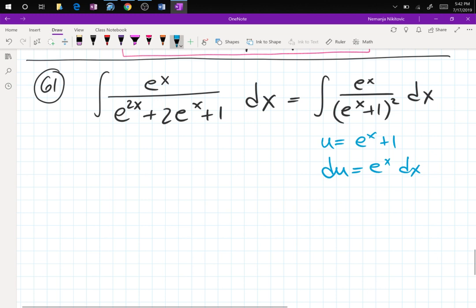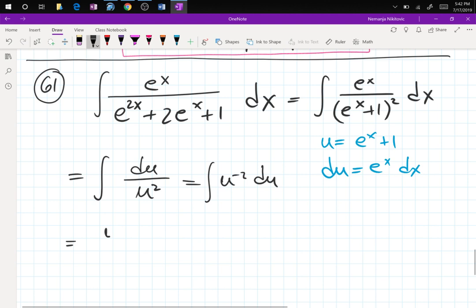So now, as you plug this in, you have the integral. E to the x dx is du. And on the bottom, you have u squared. So this is integral of u to the minus 2 du, which is u to the minus 1 over negative 1 plus c, negative 1 over e to the x plus 1 plus c.